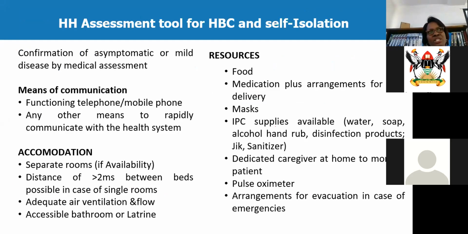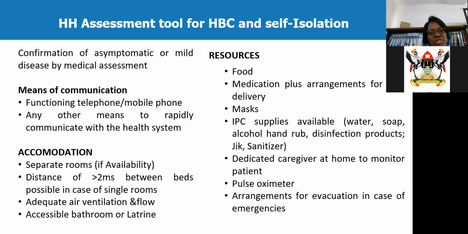So if a patient does not have means of communication, does not have means of transport, we know our emergency system is also having challenges, so the ambulances do not get everywhere. This patient is going to get into severe disease without getting help in their home. So it's important that as you prepare for home-based care, you also prepare these resources, communication and means to rapidly communicate with a health worker.